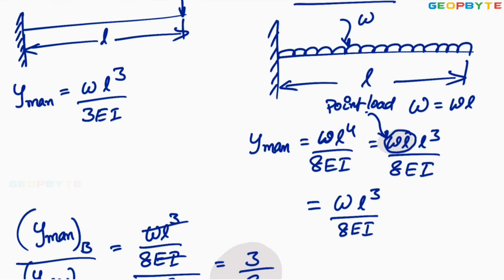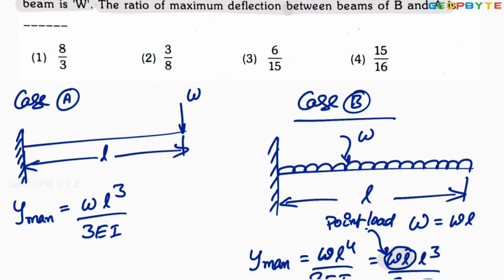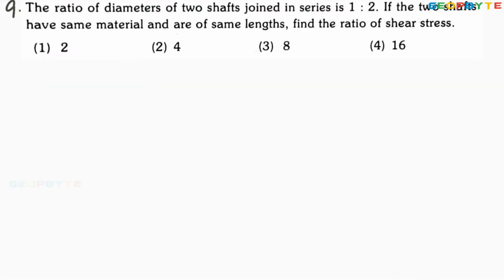Look at the options. Option A, 8 by 3. 8 by 3 is not correct. 3 by 8 is absolutely correct. Therefore, the second option is correct. I hope you got my point. Let us take one more problem. Look at the ninth problem.